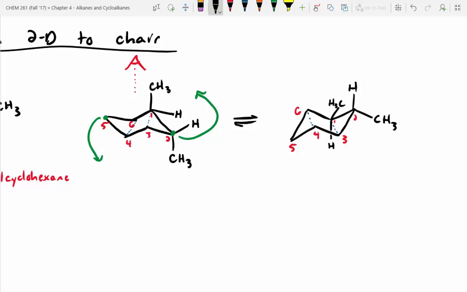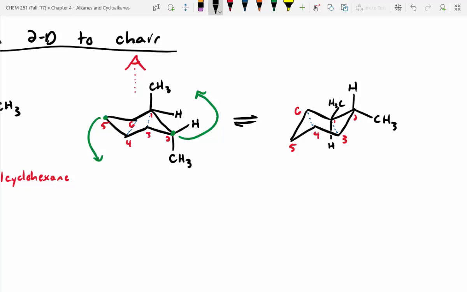It's a little bit hard to see. I really recommend when you're doing these problems to practice with the model kit. Doing the chair flips with the model kit is when things start to really click. And it is tricky drawing these. If you notice on the pod, I give you a skeleton structure for the basic cyclohexane, and then I want you to plug in substituents. Quite often on exams, I'll do that as well to make things a little easier.